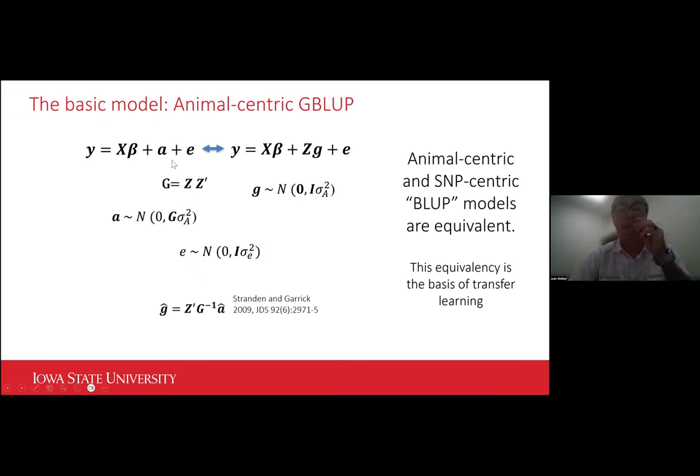But the basic assumption that we have here is that all the animals with phenotypes have also been genotyped, such that we can compute this relationship matrix. If that's not the case, and you have a mix of genotyped and non-genotyped animals, probably you have to think of replacing G with a single-step relationship matrix of some sort, or imputing genotypes and so on.